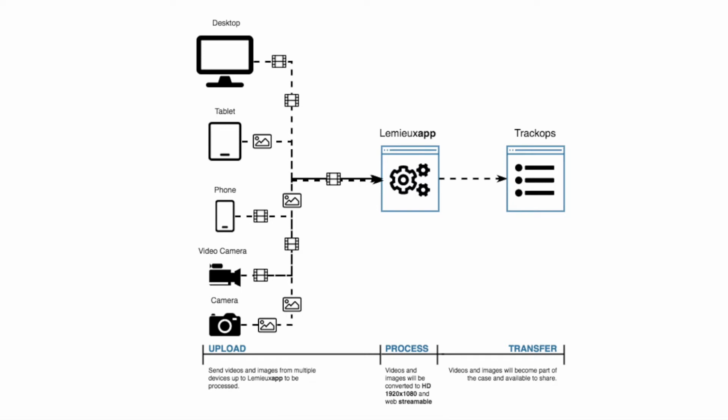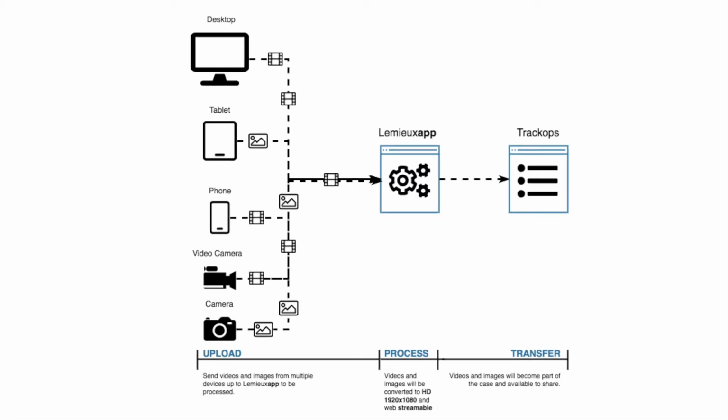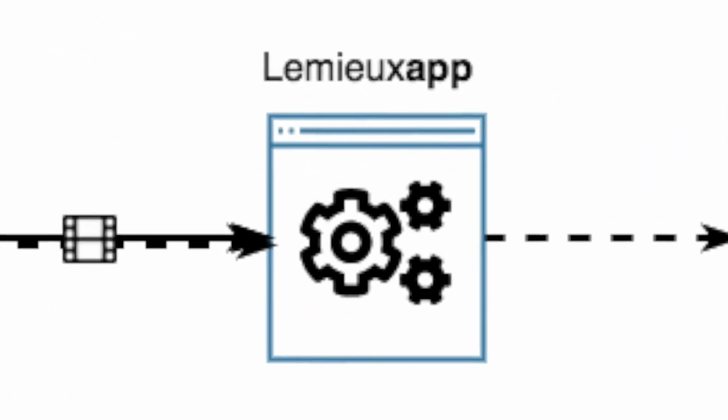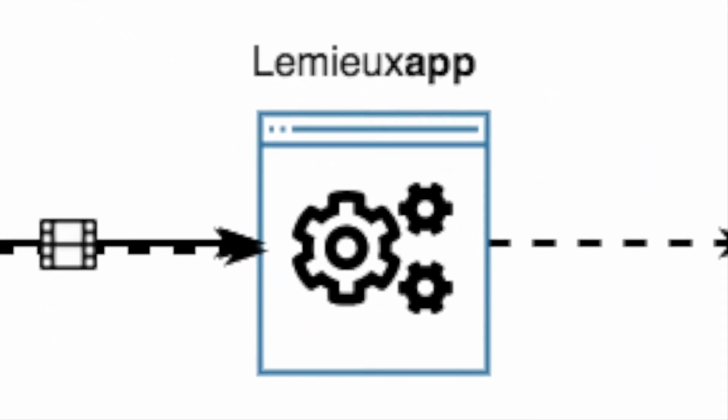Now that our bundle has been created and our images and videos have been uploaded into Lemieuxapp, we begin the next phase. This is the processing phase. All videos are converted into a standard 1080p high-def format. In addition, the audio is redacted from these videos. We also overlay the timestamp, both the date and the time, onto the video. And finally, this video is converted into an MP4 format, which is streamable ready. This means it's more accessible to your clients and yourself over the internet or to a mobile device.